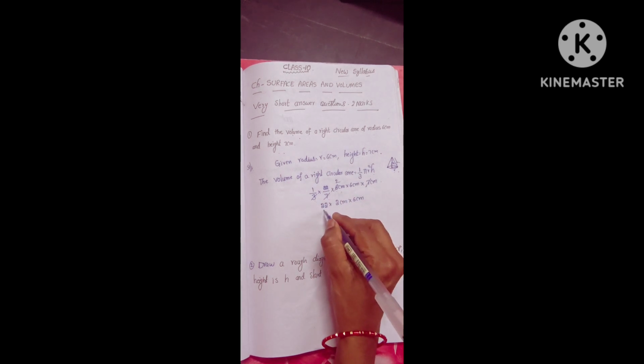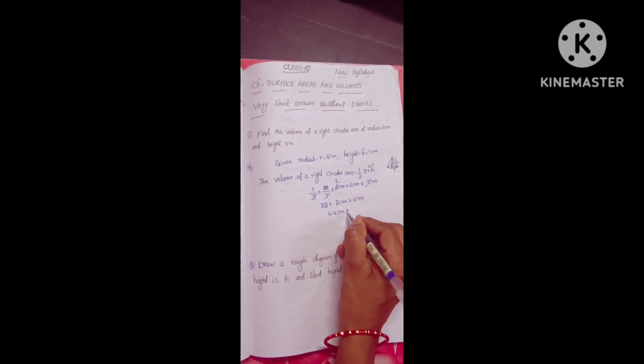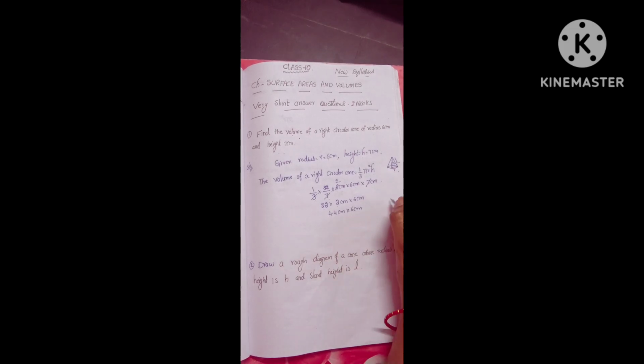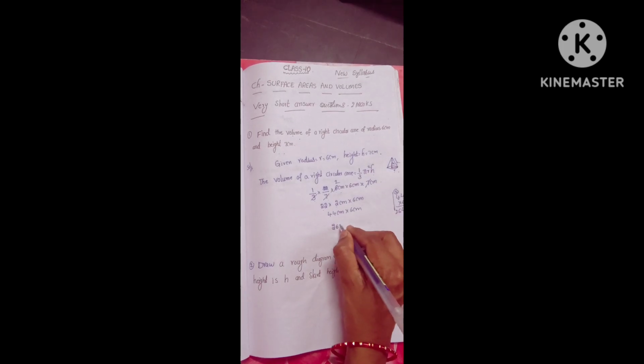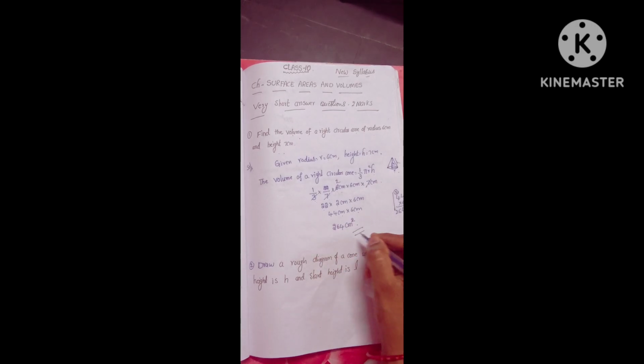You should multiply. 22 into 2, 44. 44 centimeters into 6 centimeters. Let's see in rough. 44 into 6 you can multiply. 6 4s are 24, carrying 2. 6 4s are 24 plus 2, 26. So 264 centimeter into centimeter, centimeter square. So what happened here? This is the volume of a right circular cone using the given radius and height.